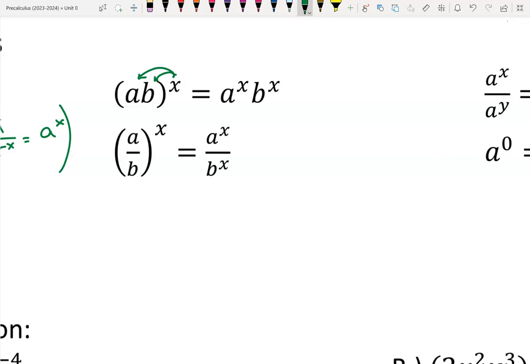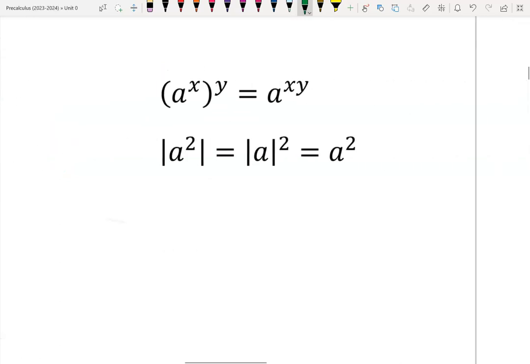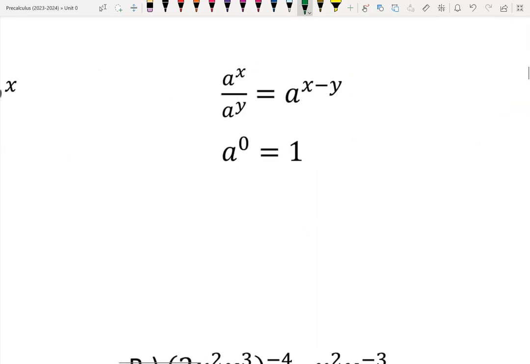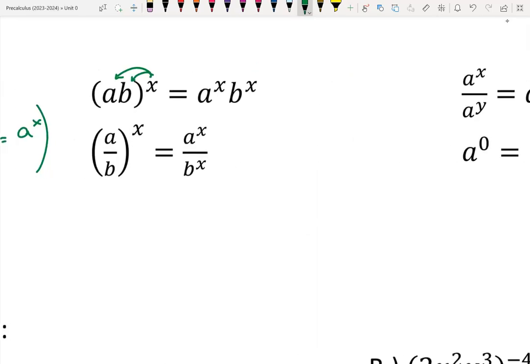Now, we do have to be careful. If there is a power already inside and we are distributing that power in, then we are going to end up multiplying those two powers. We call that raising a power to a power. This one is raising a product to a power.